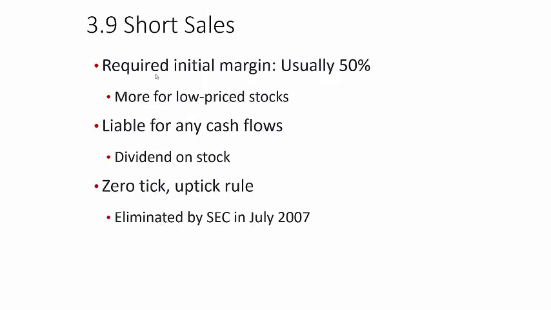So, similar to buying on margin, you have the required initial margin, the IMR from the last example. Usually 50%. More for low price stocks. You are liable for any cash flows. So if there's a dividend on the stock, that's going to be added to the loan. Okay?